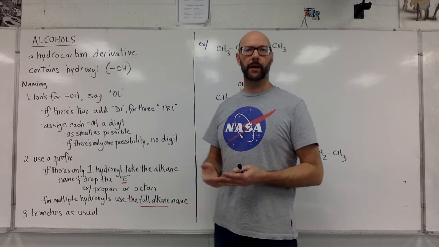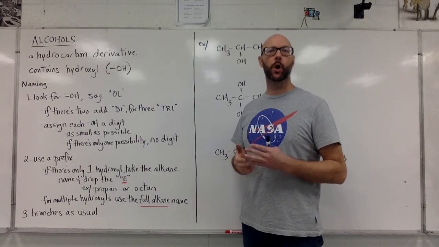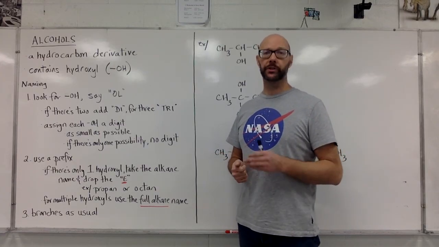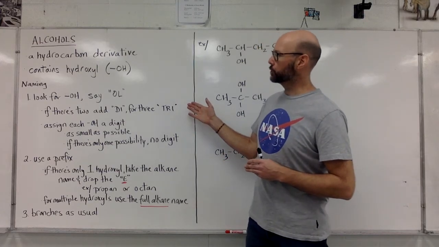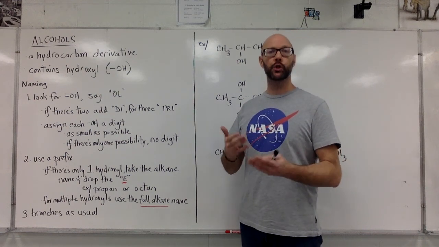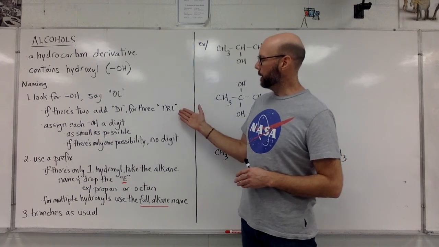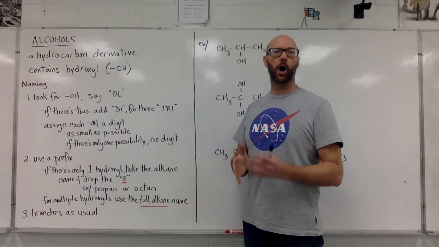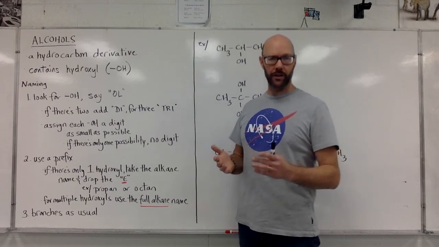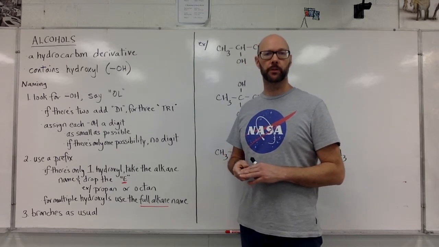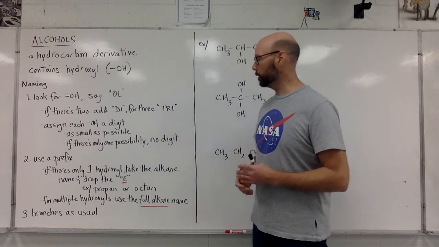To name these kinds of compounds, here are the steps. We're going to look for this hydroxyl, and the name is going to end with -ol. Alcohols always have their name ending with -ol. If there's two of them, then we would have di. If we see two different hydroxyls, we'll say -diol at the end of our name. Maybe once in a while you might see three, it would be a -triol. Each hydroxyl is going to be assigned a digit. As always, we want to keep these digits as small as possible. And if there is only one possible location for the hydroxyl, then we would not use a digit.